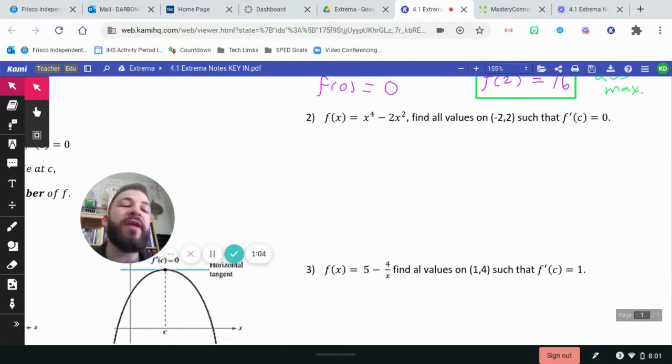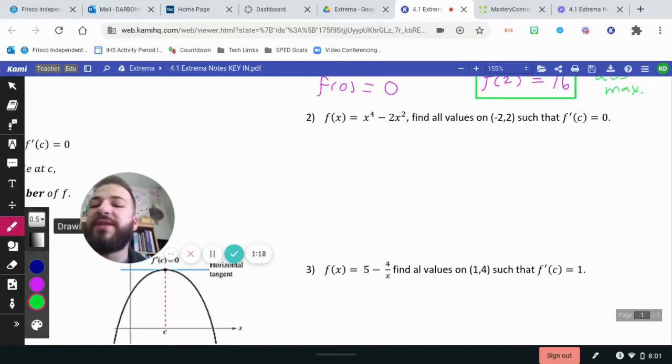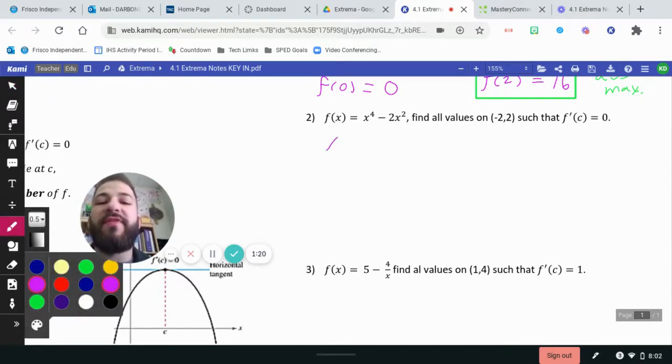We're going to find all values on negative 2 to 2 such that f prime of c is equal to 0. So we're finding the critical numbers. So once again, how do we find the critical numbers? Derivative, set the derivative equal to 0, or look for when the derivative is undefined. So first step is our derivative. So f prime of x is equal to 4x cubed minus 4x.